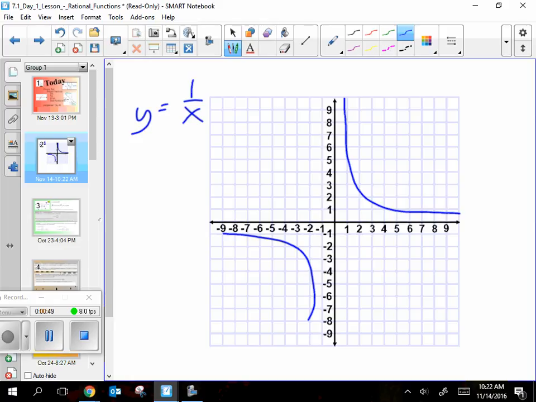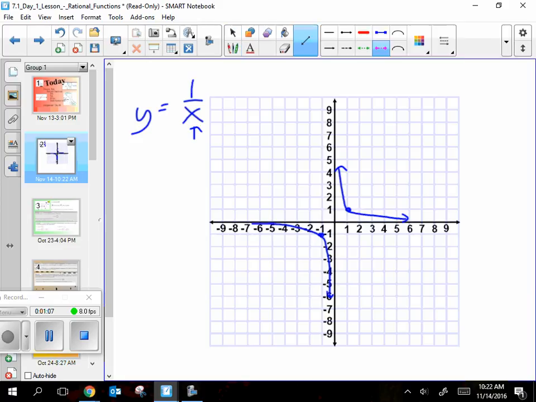Now, specifically, it goes through a couple important points. It goes through the point (1, 1), because think about it. If I put in a 1, I would get 1. And it also goes through (-1, -1). And then it gets closer and closer and closer like this to the asymptotes, which would be running, let me just do those as pink for horizontal. And the green one has the vertical asymptote.